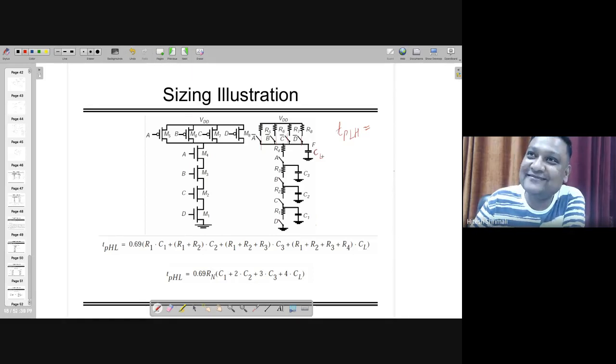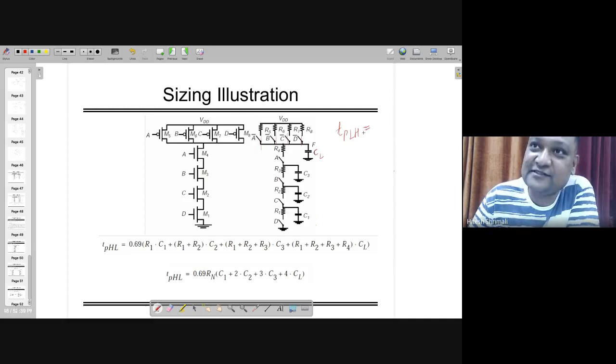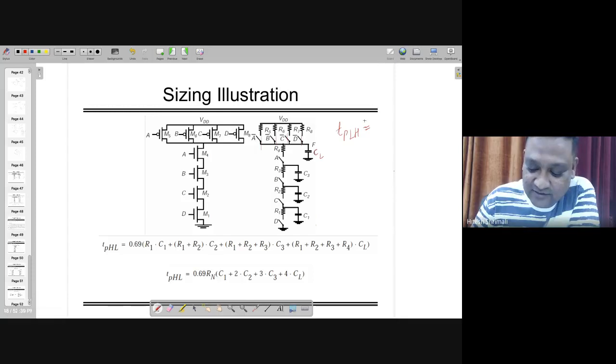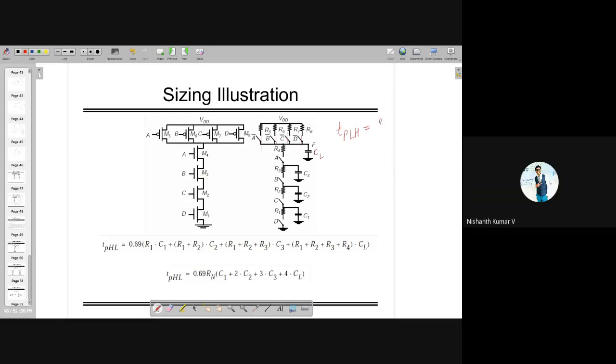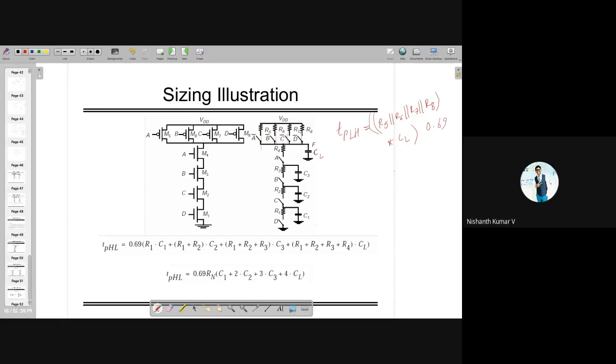Srinivas, where is Srinivas? Okay, so I'm here, sir. Yeah, so tell me, what is TPLH? Not sure, sir. Okay, give me a wrong answer. It's okay, fine. Wrong answers are also fine. Sir, may I? Yeah, please. Anybody can answer. No problem. R5 parallel R6 parallel R7 parallel R8 into CL. Yes, into CL, and the whole will be multiplied with 0.69, right? Because all the resistances are in parallel.